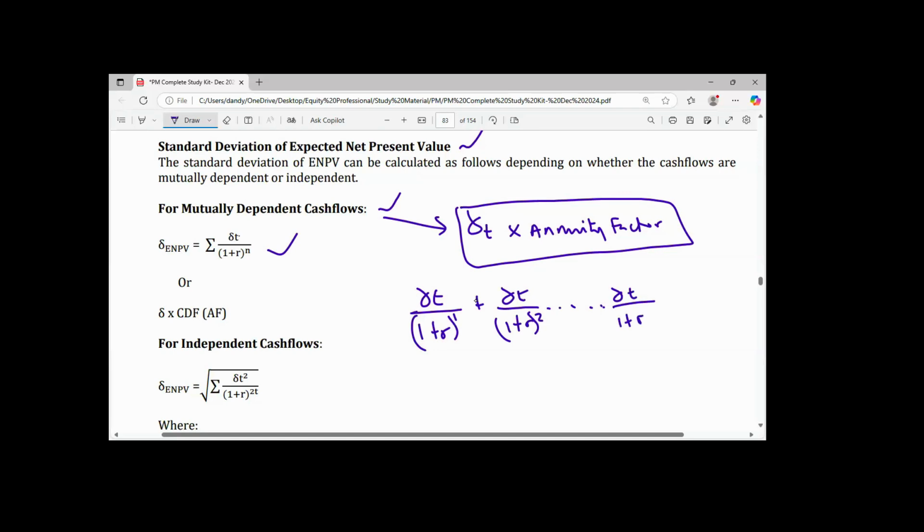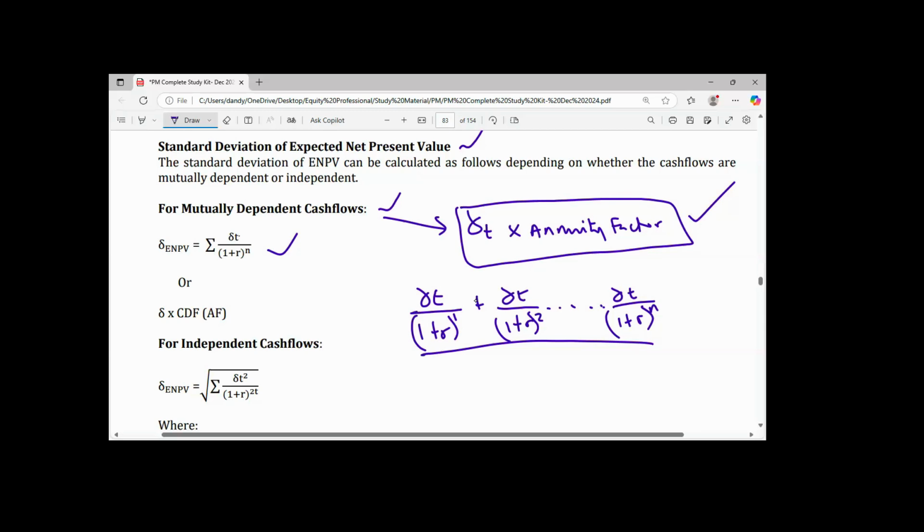While you are still doing that, I've already gotten my answer and I've moved to the next question. Because this denominator, the discount factor, when you add it together, will give you the annuity factor. So why don't you just calculate the annuity factor once and for all, then multiply with the standard deviation. So you move on from there.